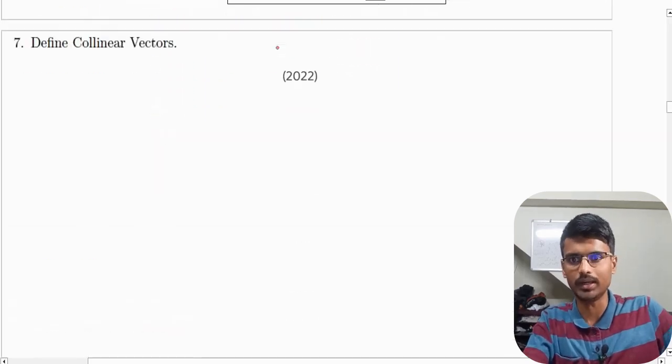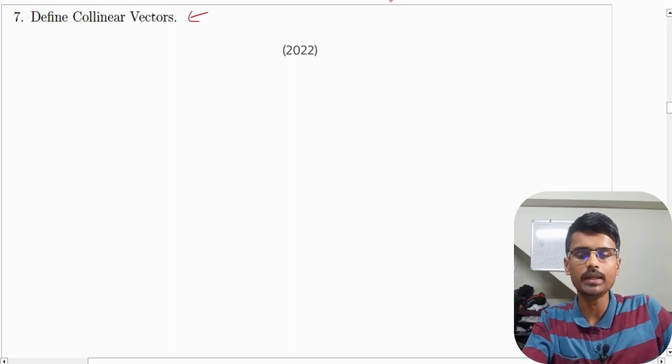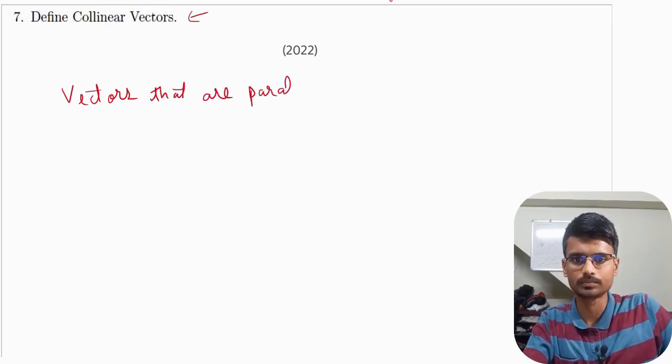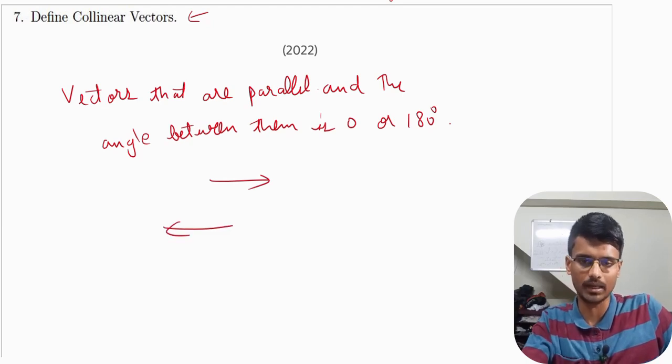Moving on. Define collinear vectors. This was asked in 2022. Collinear vectors means vectors that are parallel and the angle between them is 0 or 180 degrees. These are called collinear vectors. Direction is not important, they only need to be parallel and they can be placed anywhere.